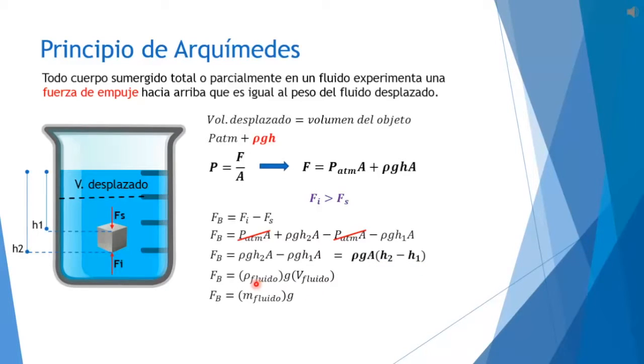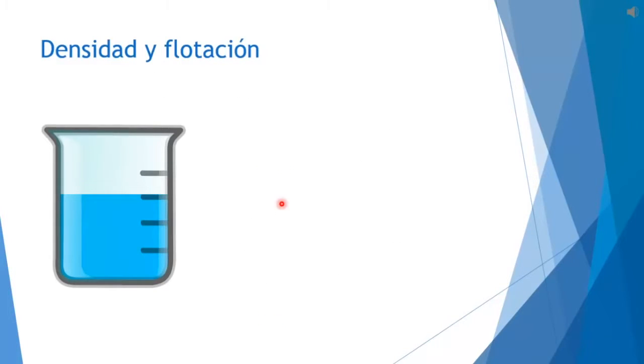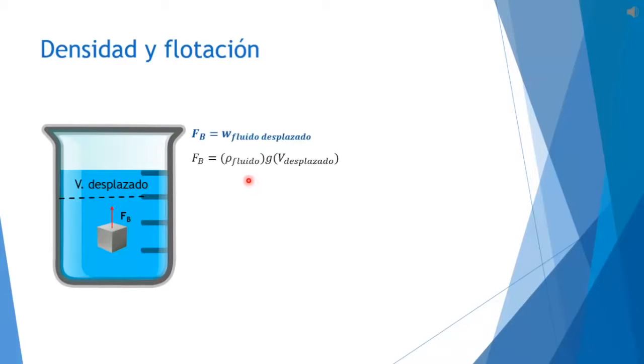Also, we know that the density of the fluid multiplied by the volume gives us its mass, and if we also multiply it by the gravity, we will have that the buoyancy force is equal to the weight of the displaced fluid. This has great importance because this pushing force is very important in the flotation phenomenon. As mentioned above, the flotation phenomenon depends a lot on the buoyancy force, which is equal to the weight of the displaced fluid and can be calculated as the product of the fluid density by gravity by the displaced volume.